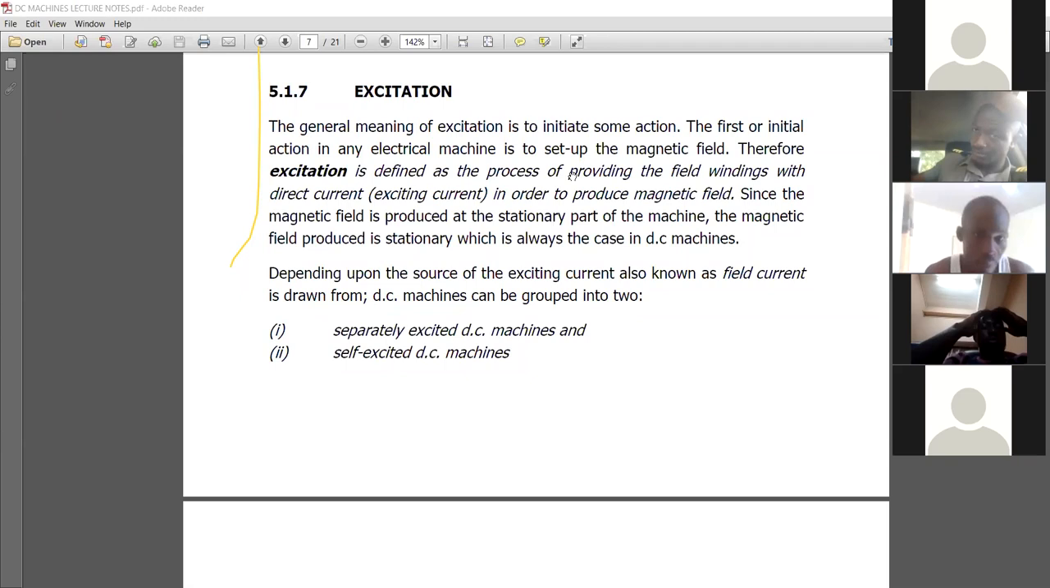So we can define it as a process of providing the field windings with direct current. The purpose is to produce a magnetic field. So you know the reason why you are doing excitation. All right. So we also indicated that the magnetic field is produced at the stationary part of the machine, okay, the magnetic field produced is stationary.